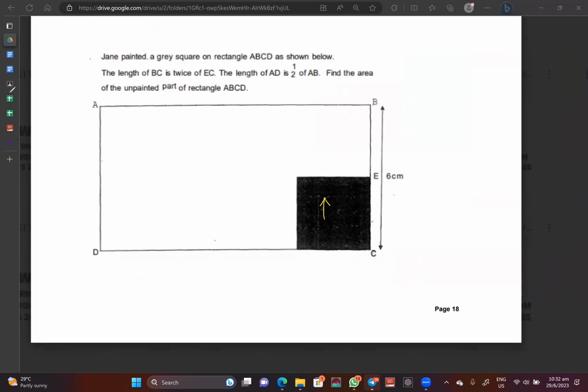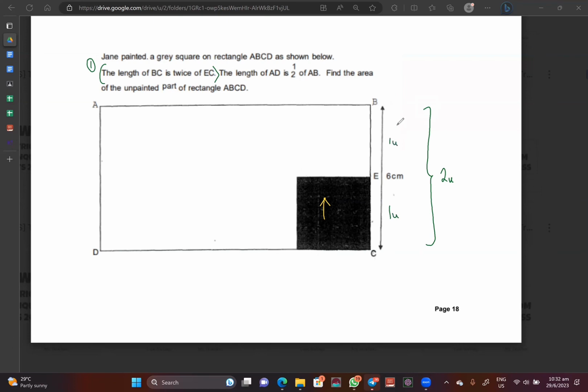It says that the length of BC, as you can see over here, is sentence number one. The length of BC is twice of EC. So when I say that the length of BC is twice, it means that the length of BC is 2 units, and then EC itself will be just 1 unit. So EC is my hidden information. If this is 1 unit, then this BE is definitely 1 unit as well.